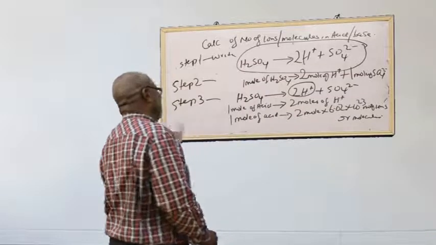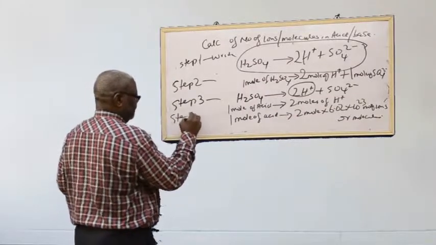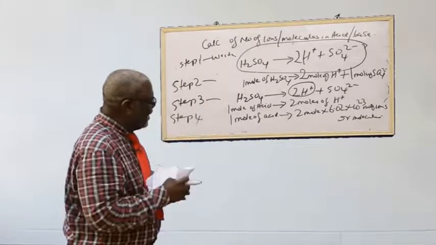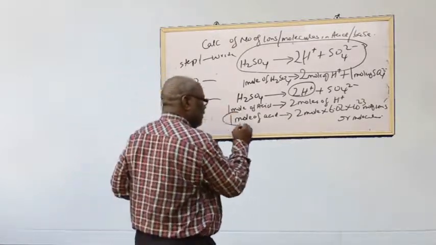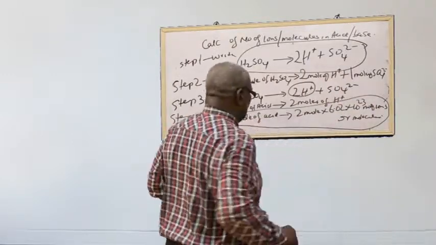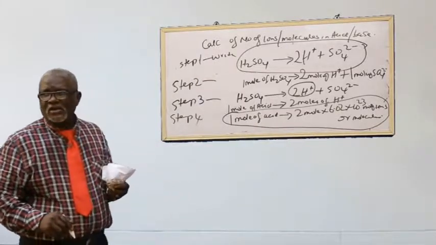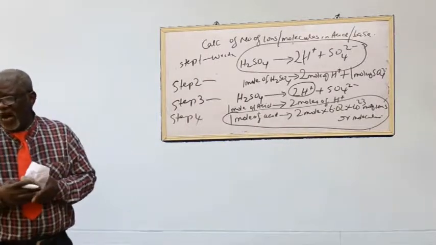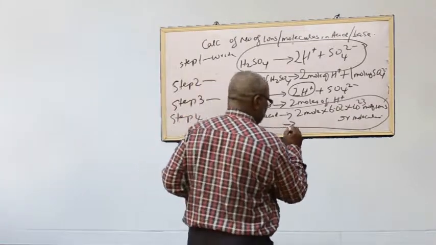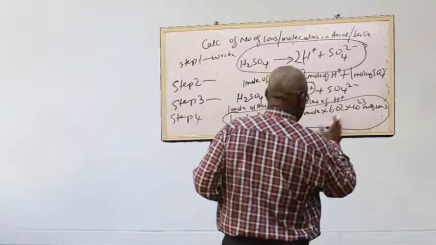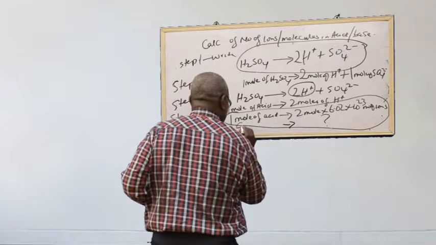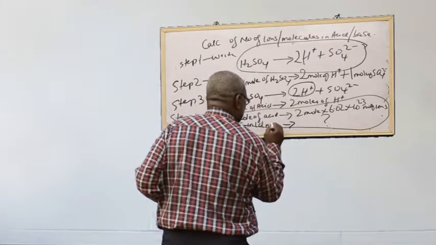Then the last step, step 4. You now use the ionization equation in terms of the Avogadro constant as a reference standard to calculate the number of ions or molecules that is contained in 1 dm cube of solution.